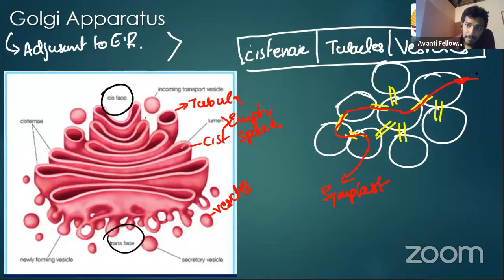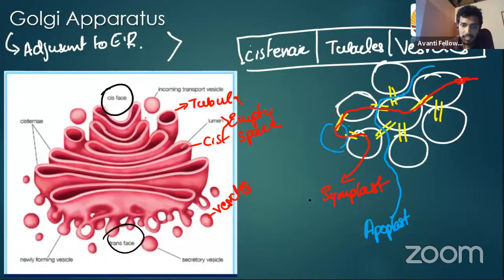Okay, it may pass from here to here in this way without ever reaching the plasmodesmata. Just imagine it in a 3-dimensional layer. It may happen through something like this, without ever reaching the plasmodesmata. Then you can call it the apoplast. So symplast means through plasmodesmata. This is without the plasmodesmata.